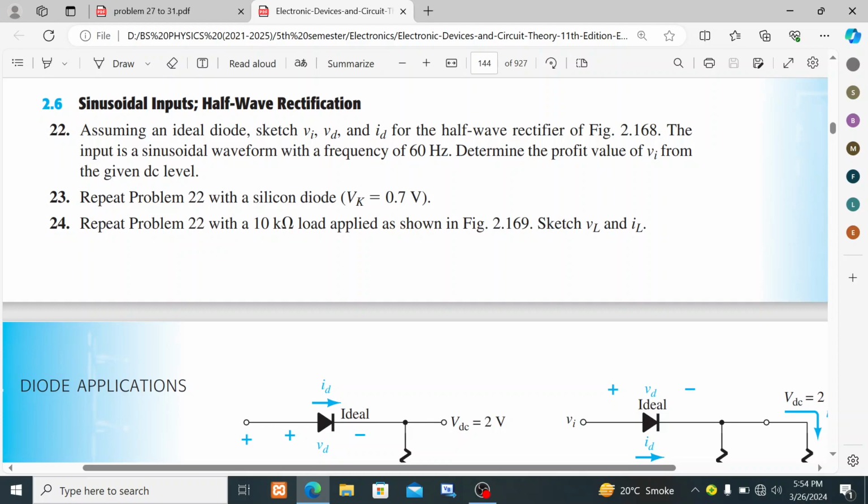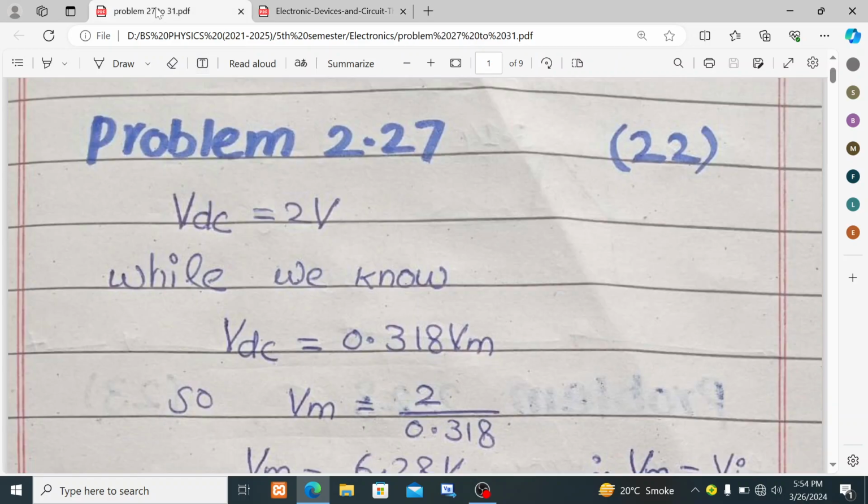The problem 22 and the printed version of 27: assuming an ideal diode, sketch VI, VD and ID for the half wave rectifier of this figure. The input is a sinusoidal waveform with a frequency of 60 Hz. Determine the peak value of VI from the given DC level. First we find VI, VD, ID, then sketch them. So we start the problem.